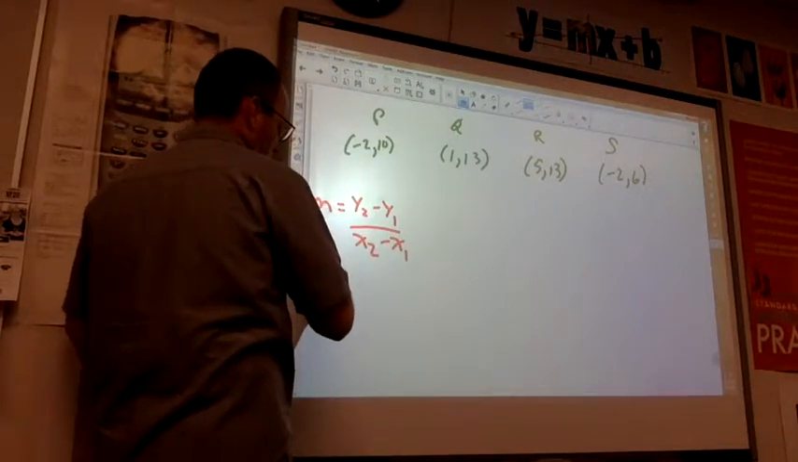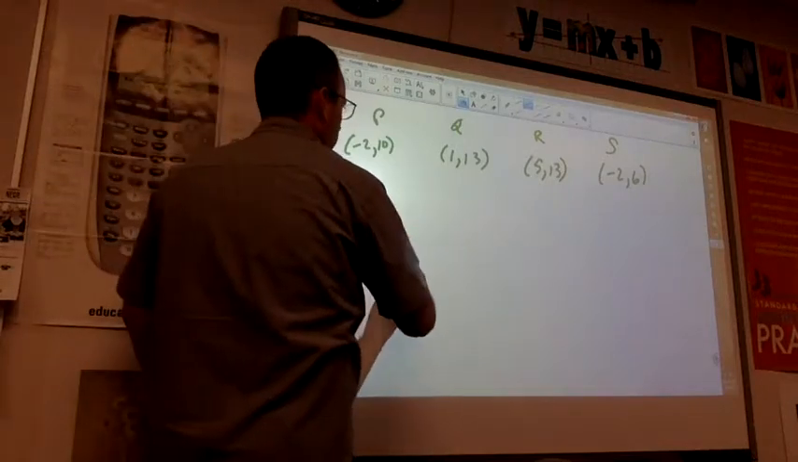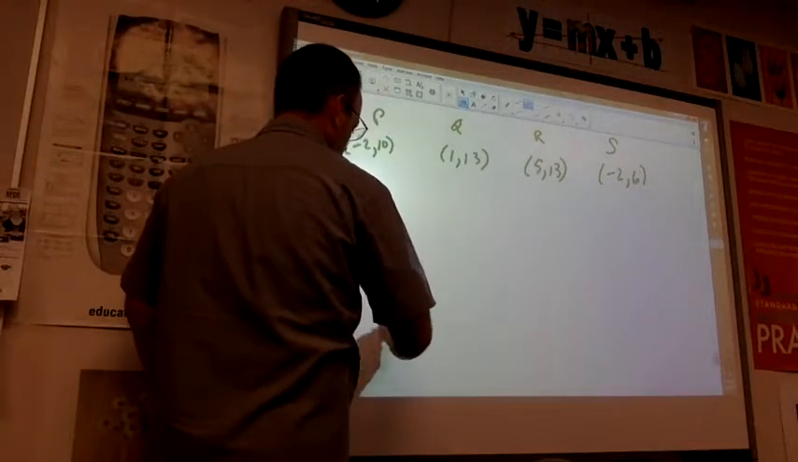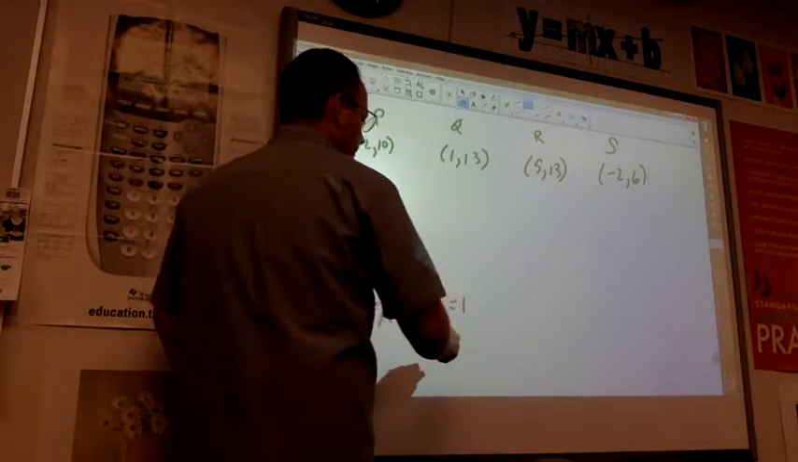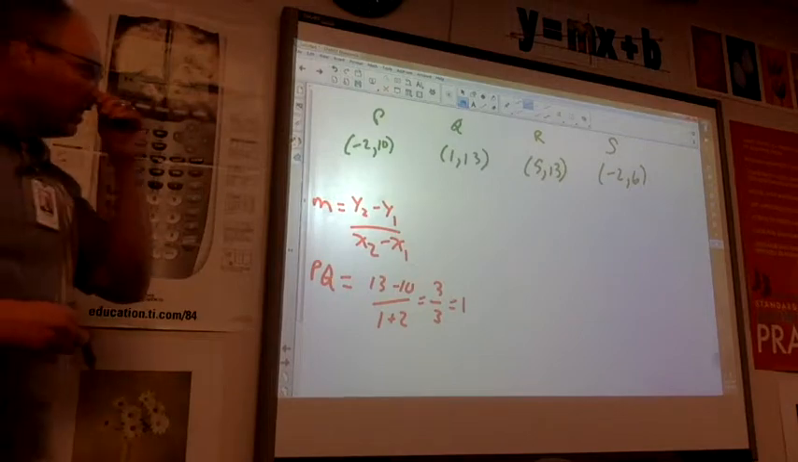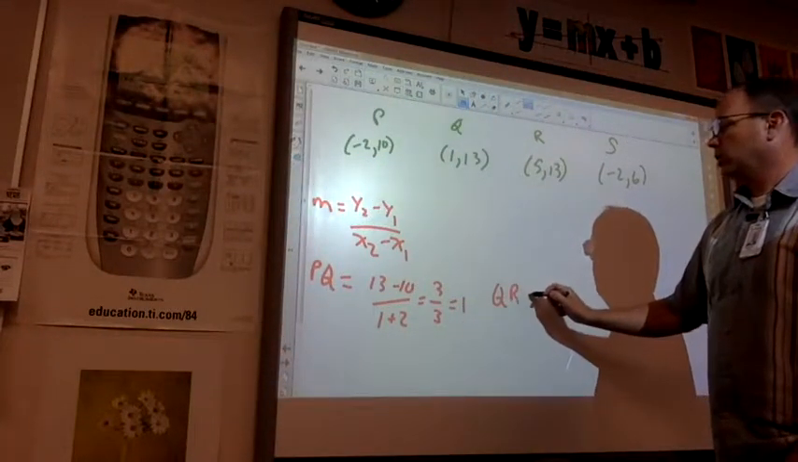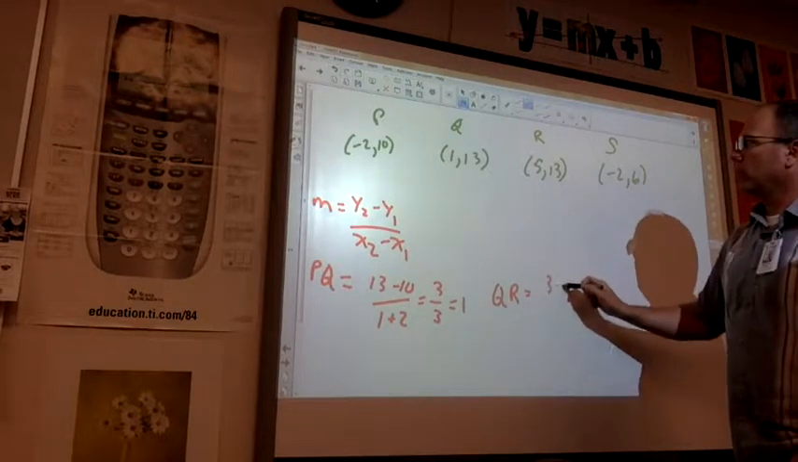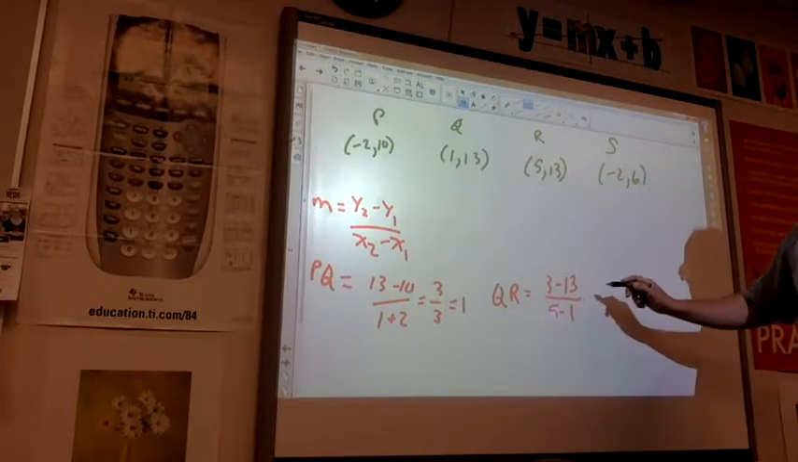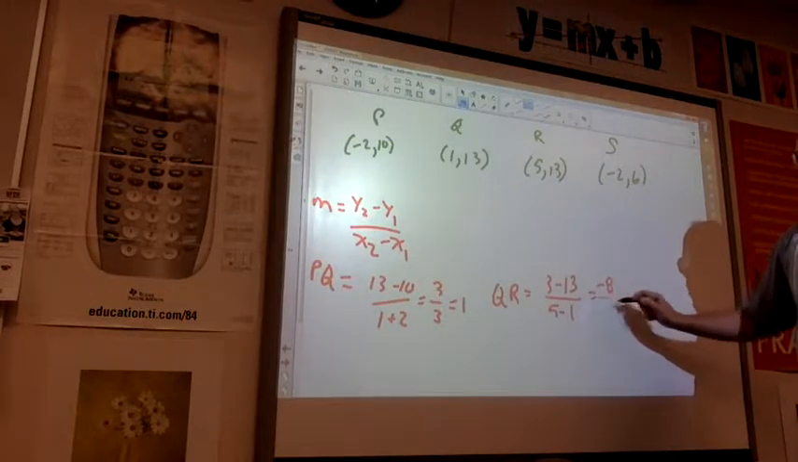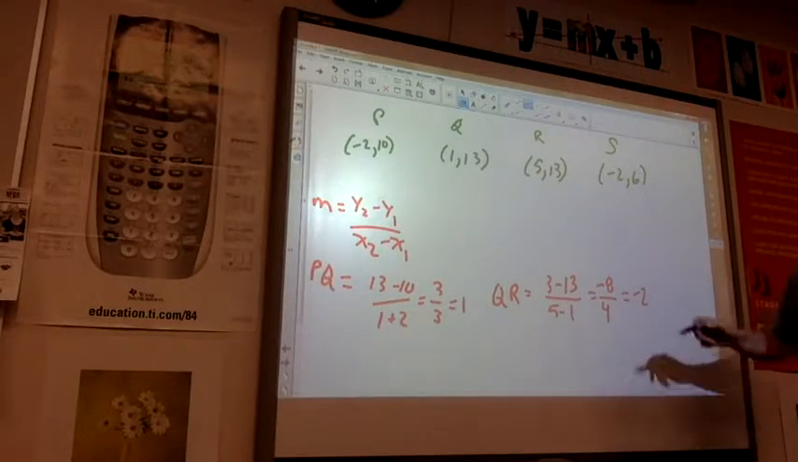So for PQ, we're going to go 13 minus 10 over 1 plus 2. PQ, that is 3 over 3, which is 1. That's the slope of PQ. QR slope, we're going to do 3 minus 13 over 5 minus 1. Is that right? Yep, okay. Negative 8 over 4. So negative 2 is the slope of QR.